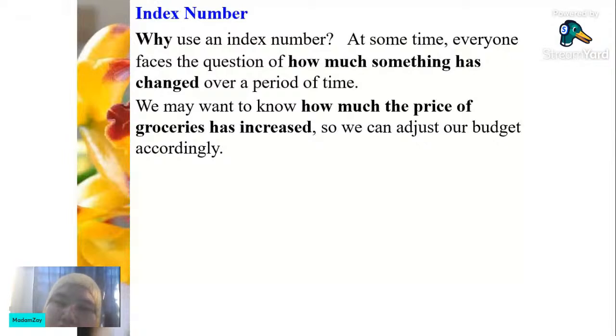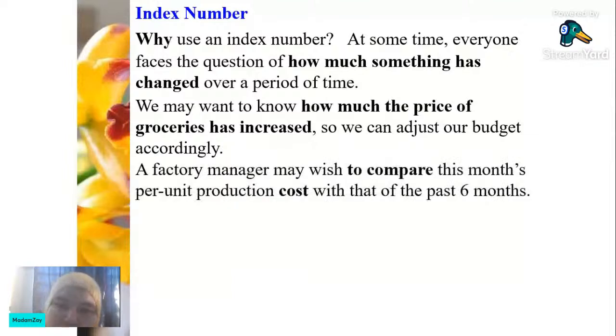Or maybe the raw items we use for our business, so we want to adjust our budget lah, and then adjust the price for the item we want to sell. And then a factory manager may wish to compare this month's per unit production cost with that of the past 6 months. So we might have an increase in cost, right? So we are increasing the cost, but the profit is not increased. So why? So we need to compare.